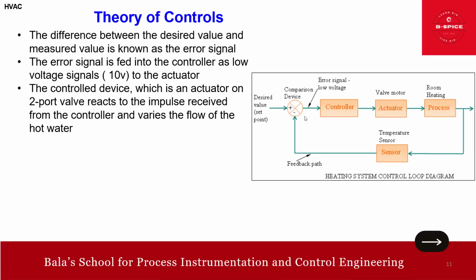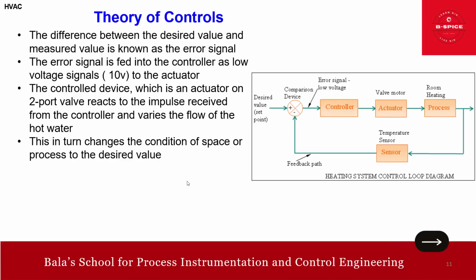The control device, which is an actuator on the two-port valve, reacts to the impulse received from the controller and varies the flow of the hot water. That is the point here. This in turn changes the condition of the space or process to the desired value. That's it, friends. Very simple.